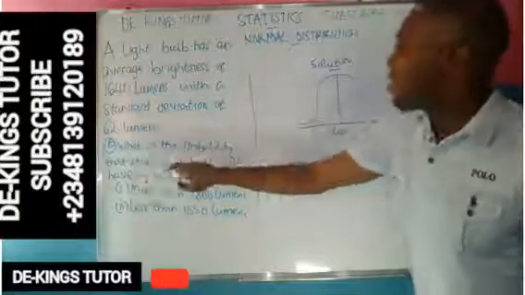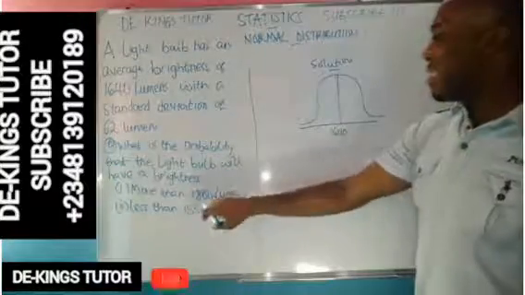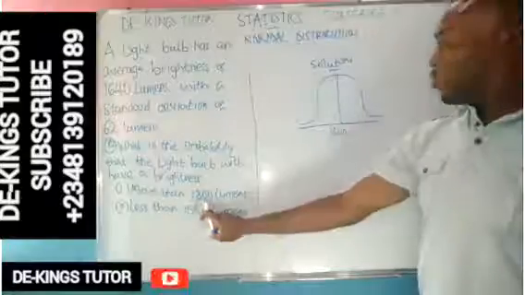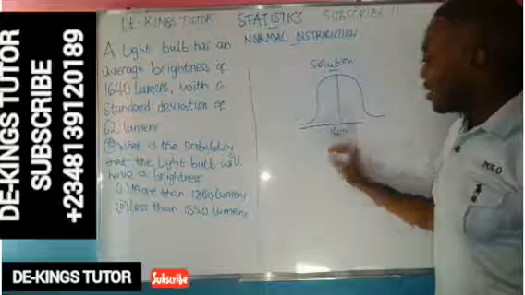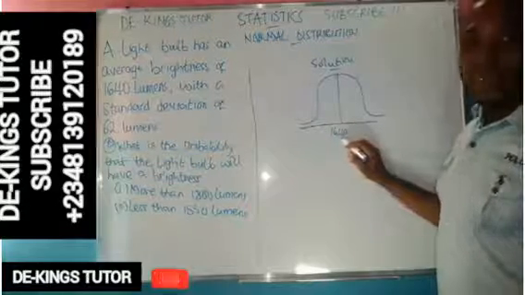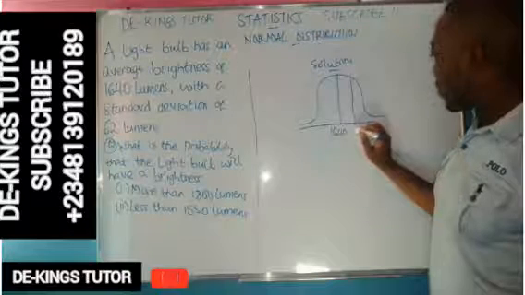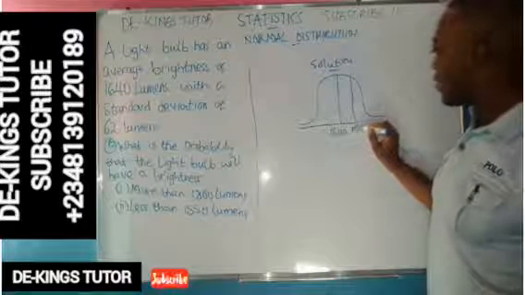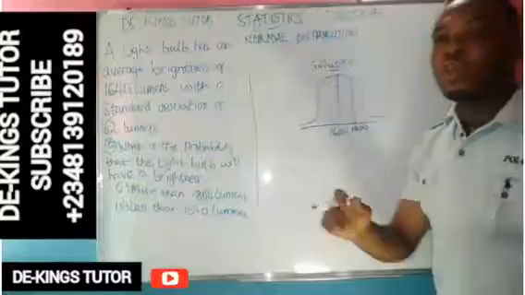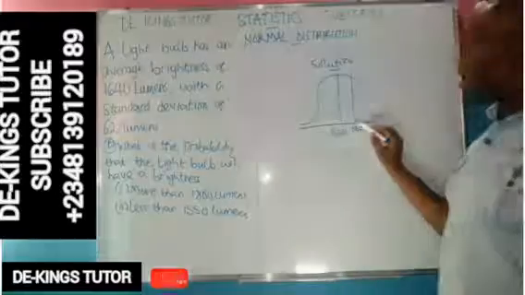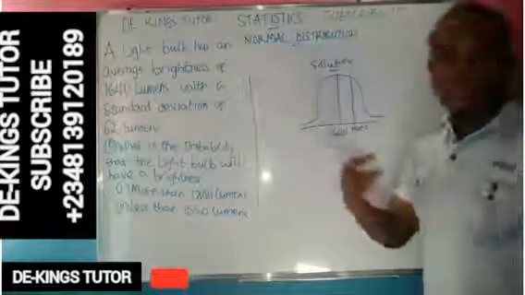Now they say, what is the probability that the light bulb will have a brightness more than 1,800? Now check, this is the x value. They say more than 1,800. Now this is 1,640. 1,800 is more than 1,640, so it should be at the right hand side here. If we call this 1,800, and they say more than, remember, I told you if it's greater than, it is from the x value down to the right. More than, they are talking of greater than.